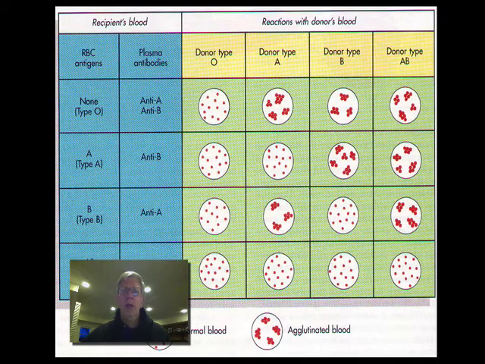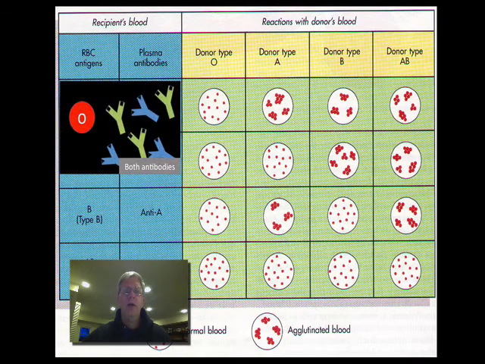So what kind of blood can you receive if you have type O blood? Then of course you have both antibodies, and so you have antibodies that will attack A and B antigens. So anything that has A or B in it you would attack. So type A blood, type B blood, type AB blood, all those you would attack and you would cause them to agglutinate. The only type of blood that a person that's type O could receive would be type O blood.